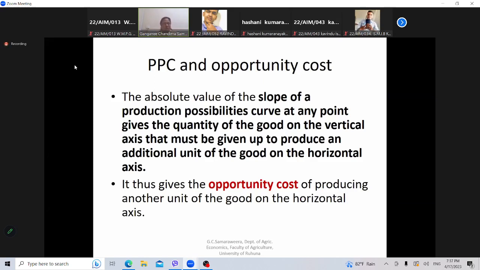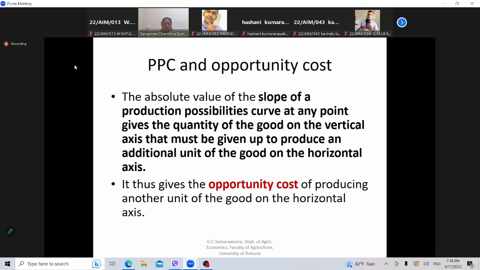There is an opportunity, but we missed that opportunity and we selected our best alternative. That's why you came to the lecture, to listen to the lecture, to study something. So we can understand the opportunity cost of producing one good for another good.